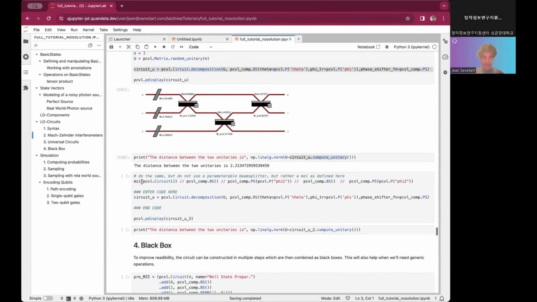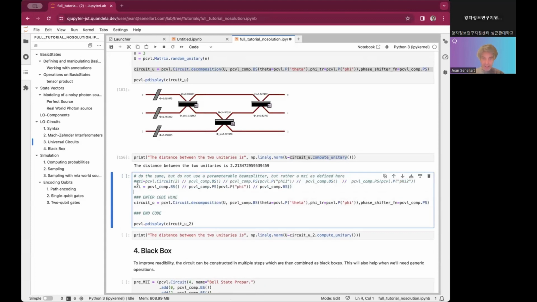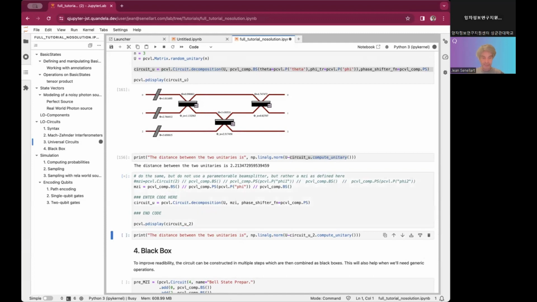This one, yeah. So I'm commenting this one, I'm taking this one. Okay, and the only thing I need to do is to put MZI here. So I told you MZI, circuit and component are exactly the same. So wherever you have a circuit, you can put a component. It's just recursive. So let's try that.